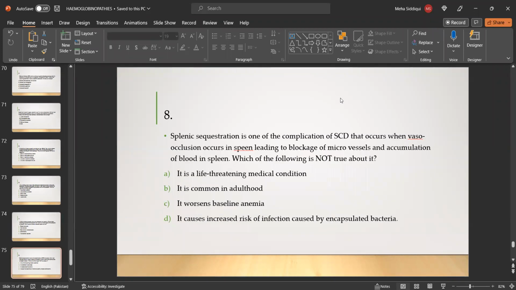MCQ number 8, splenic sequestration is one of the complications of sickle cell disease that occurs when vasoocclusion occurs in spleen, leading to blockage of microvessels and accumulation of blood in spleen. Which of the following is not true about it? It is a life-threatening medical condition. It is common in adulthood. It worsens baseline anemia. It causes increased risk of infection caused by encapsulated bacteria.